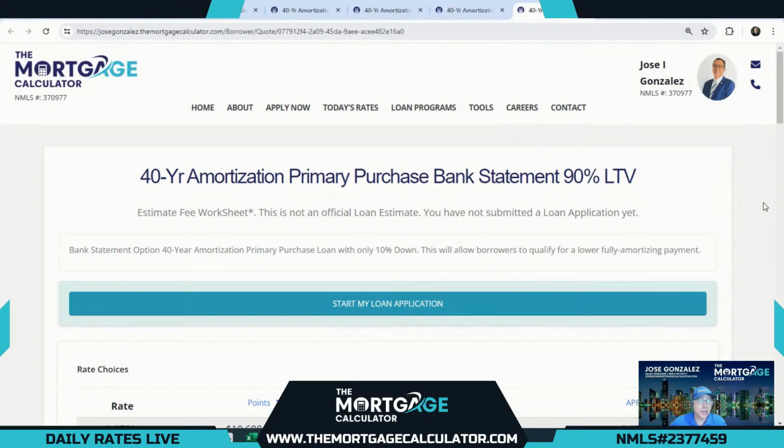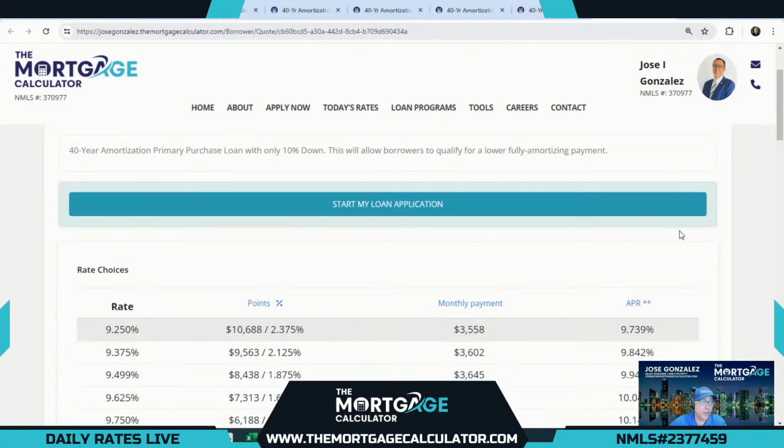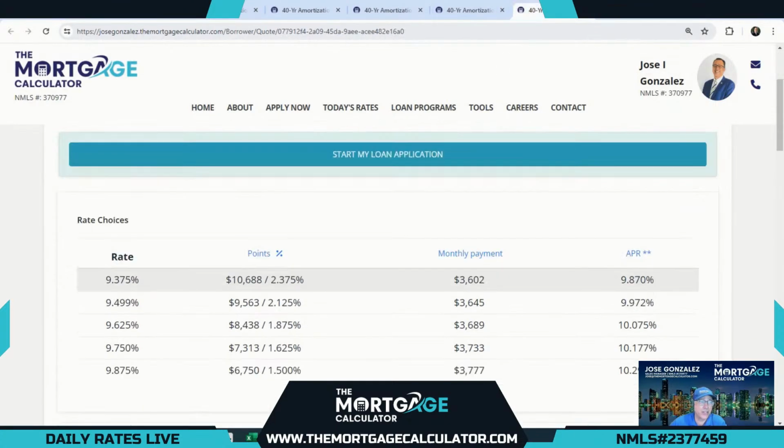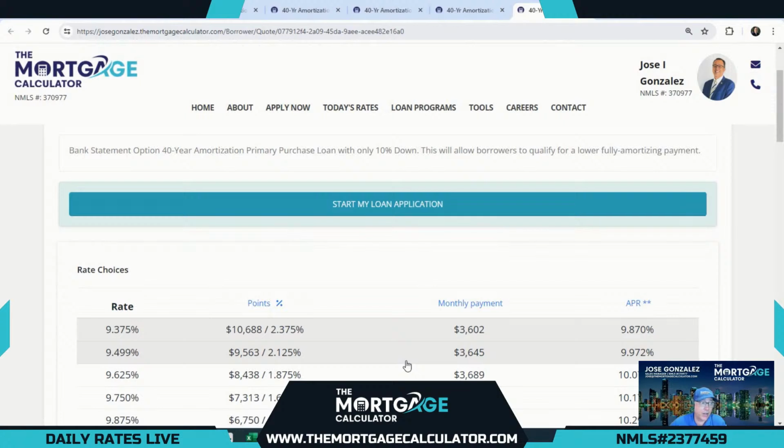So now our next option would be bank statement loan. So the rate does go up a little bit, whereas on the full doc, we were at 9.875, 1.25. So they're just hitting us with a quarter point hit to go bank statement in this option here, 90% LTV, 40-year amortization. So we have 9.875 again, lowest cost option, 9.375 lowest rate option.